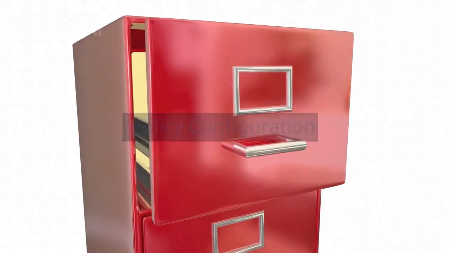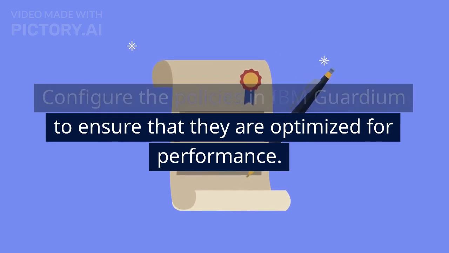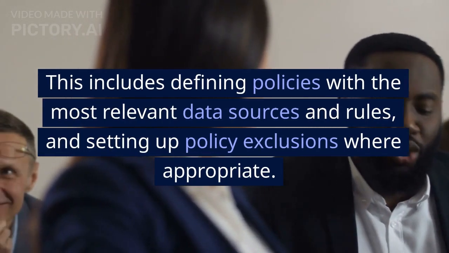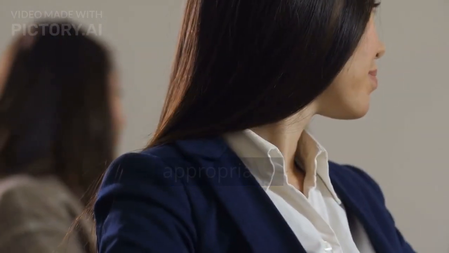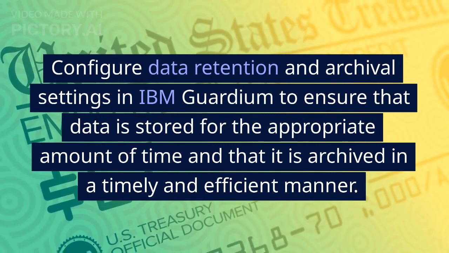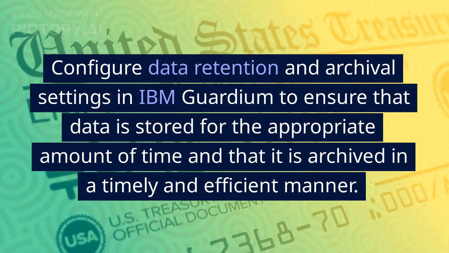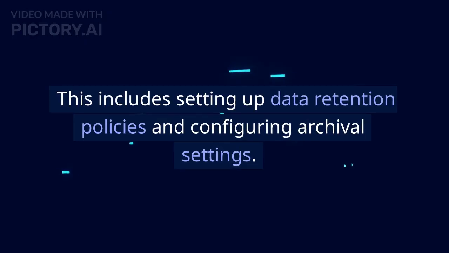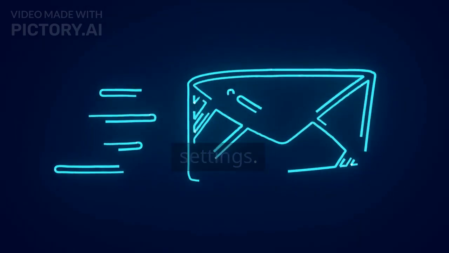Policy configuration. Configure the policies in IBM Guardium to ensure that they are optimized for performance. This includes defining policies with the most relevant data sources and rules, and setting up policy exclusions where appropriate. Data retention and archival. Configure data retention and archival settings in IBM Guardium to ensure that data is stored for the appropriate amount of time and that it is archived in a timely and efficient manner. This includes setting up data retention policies and configuring archival settings.